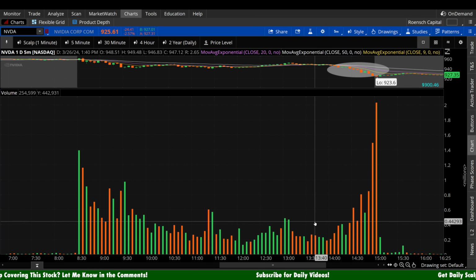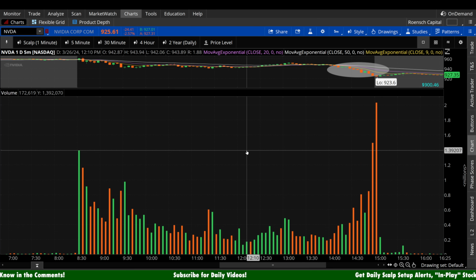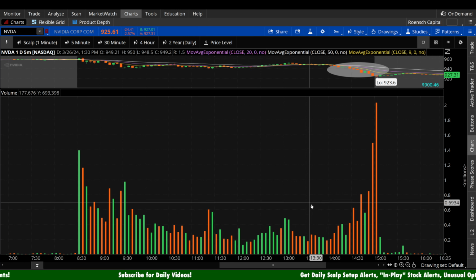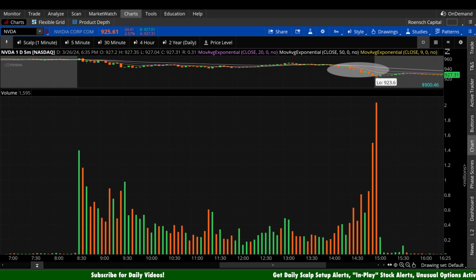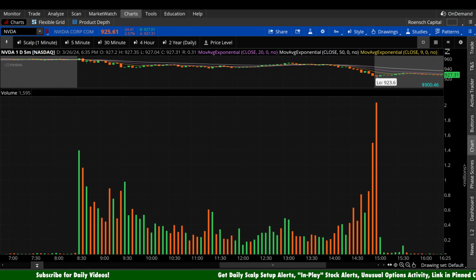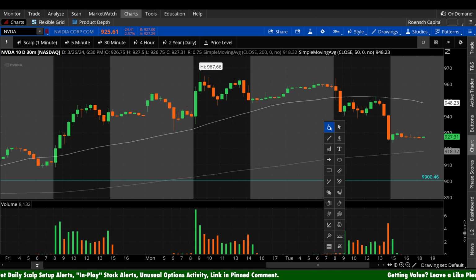Heading into the close, it was a rather contextual close, but I would argue semi-elevated volume on some of these red bars. We didn't see any consistent elevated volume, right? It was very pop and droppy in terms of volume, but there I would say just a small out of context bearish bias there.